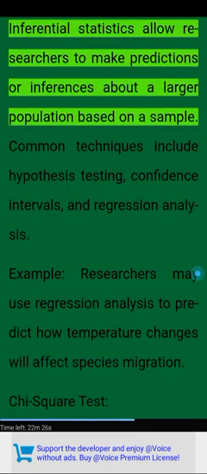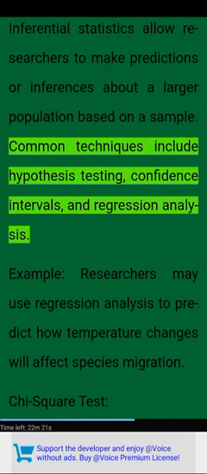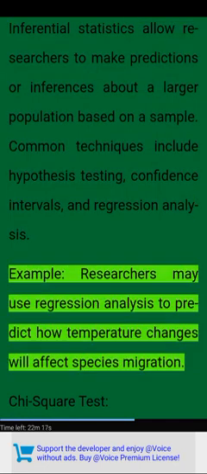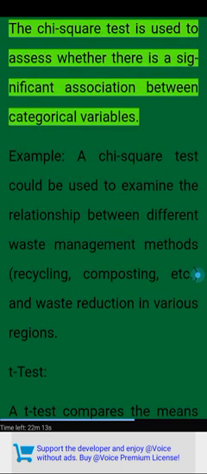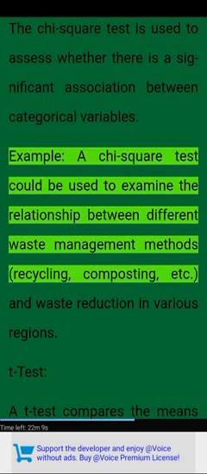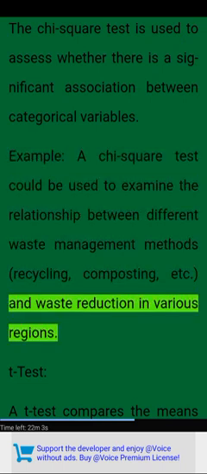Inferential statistics. Inferential statistics allow researchers to make predictions or inferences about a larger population based on a sample. Common techniques include hypothesis testing, confidence intervals, and regression analysis. Example: researchers may use regression analysis to predict how temperature changes will affect species migration. Chi-square test. The chi-square test is used to assess whether there is a significant association between categorical variables. Example: a chi-square test could be used to examine the relationship between different waste management methods, recycling, composting, etc., and waste reduction in various regions.